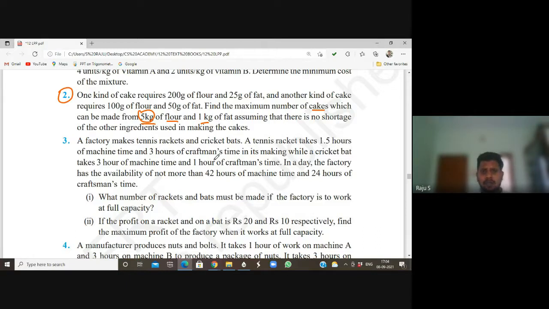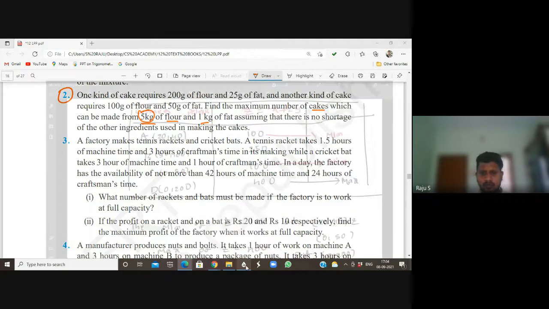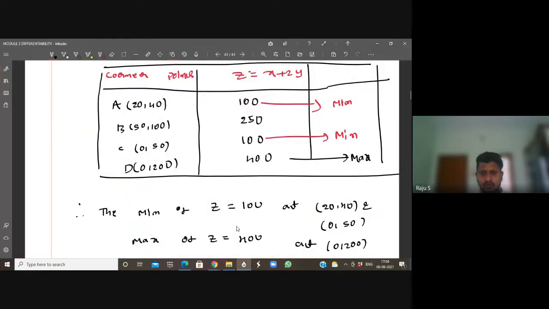So how can we do this? First, actually, when we write the given data, look at here. See.